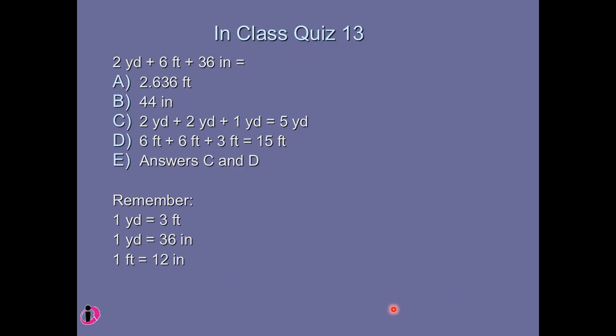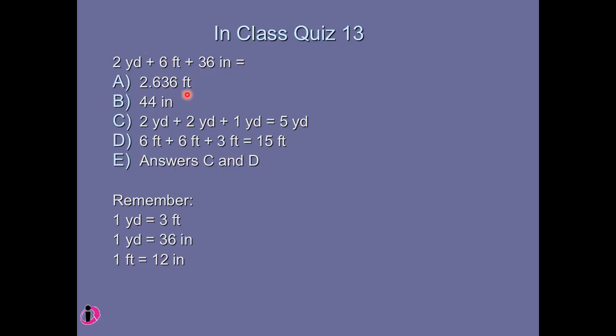Okay, now for an example, let's say you have 2 yards, 6 feet, 36 inches. We are trying to add all of these. Okay? How can you add? Either you convert everything into inches, right? Or everything into yards. You can do both, right?